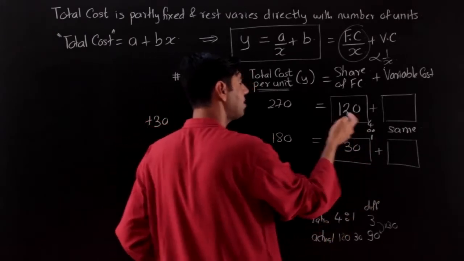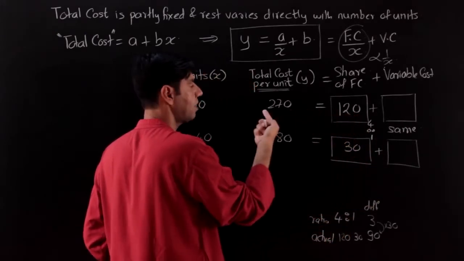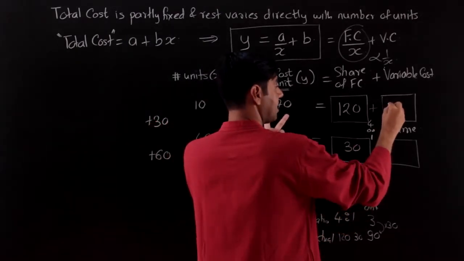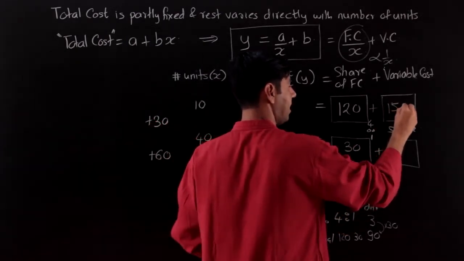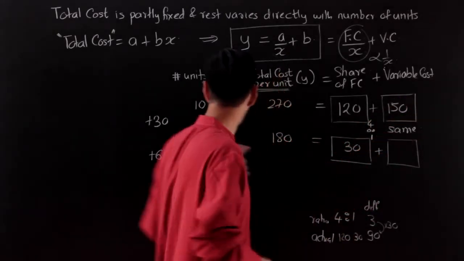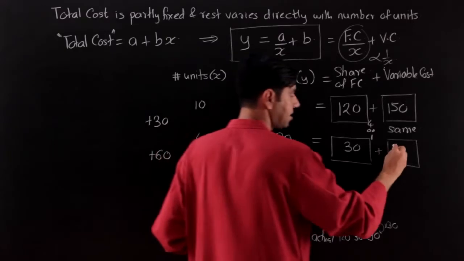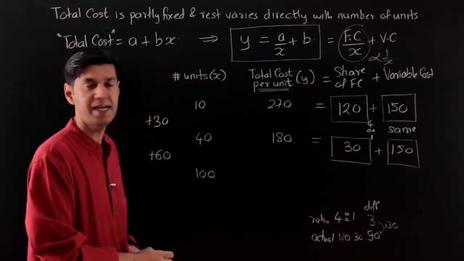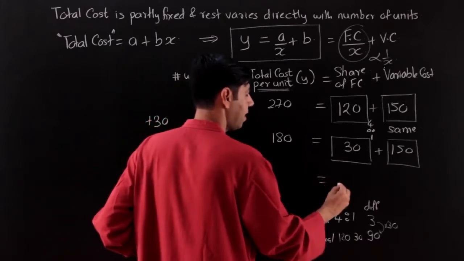Let's see, if the share of fixed cost is 120, why am I paying 270? I am paying 270, that is an extra 150. That would have been my lunch cost. Oh, so if a 40th person comes, would he still pay 150? Yes, everyone will. And is 150 plus 30 equal to 180? Hope you got this.